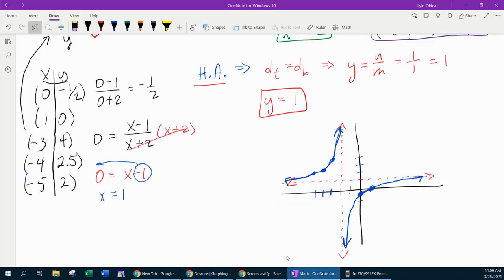And I believe that's going to do it for this problem. And that's also going to do it for this lesson.